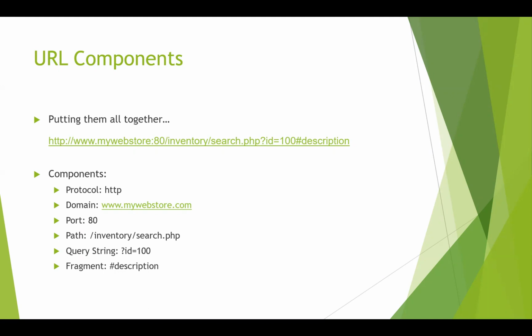You'll notice a couple of things there. The question mark indicates the beginning of the query string. The individual portions of the query string are separated by ampersands. We'll see that in just a second. And then we have the pound sign followed by the description, which means that I'm essentially looking at that particular location on the page. The idea is that I'm going to pull up the web page associated with the ID equal to 100, and navigate to the description of that particular product.